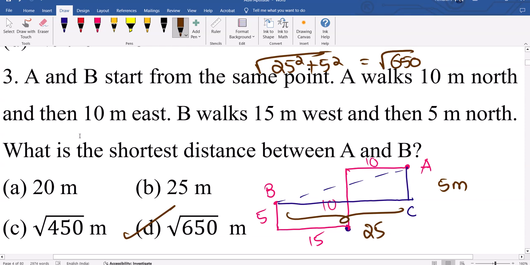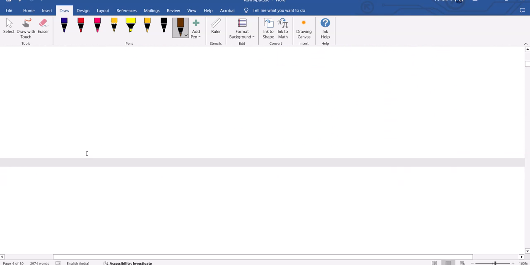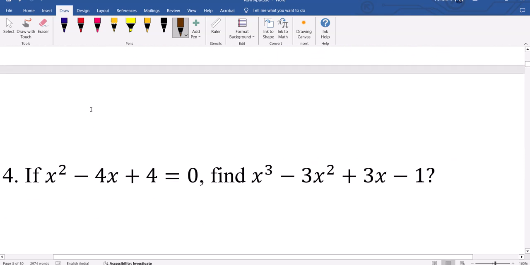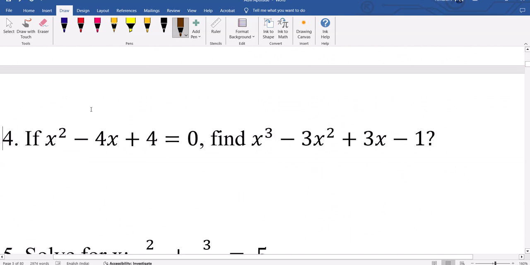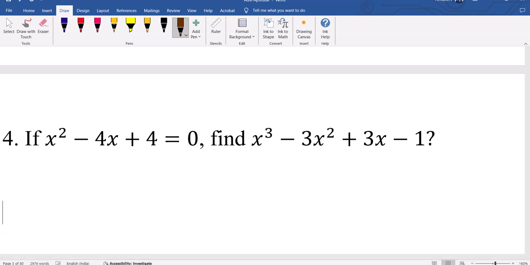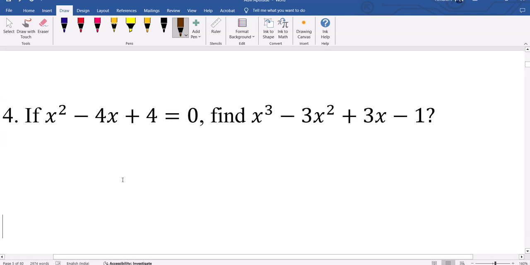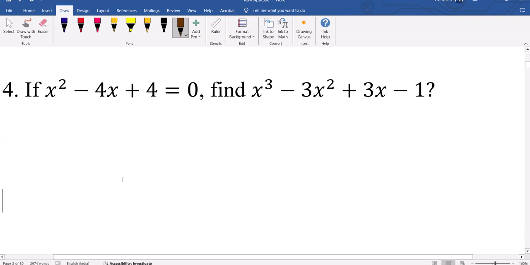Right, so I believe you understand the process. Now let's see the next question. And there is scope, they may ask fill in the blanks as well. Fill in the blanks is also in scope. Now this is equation solving. X square minus 4x plus 4 is 0. We have to calculate x cube minus 3x square plus 3x minus 1.